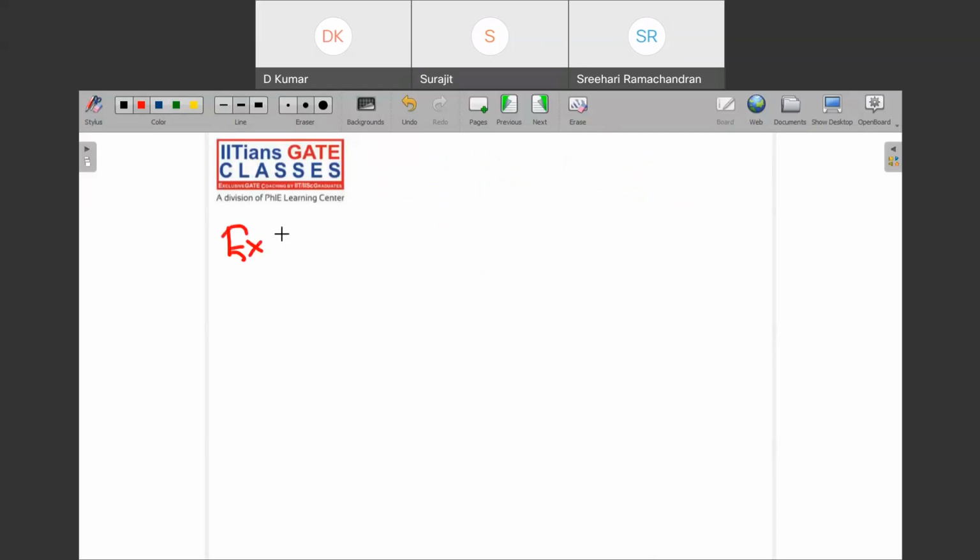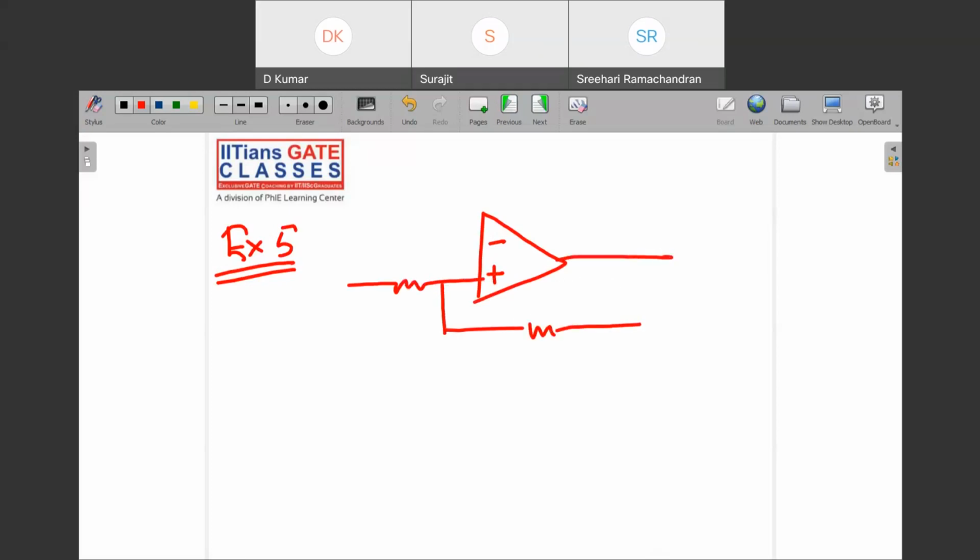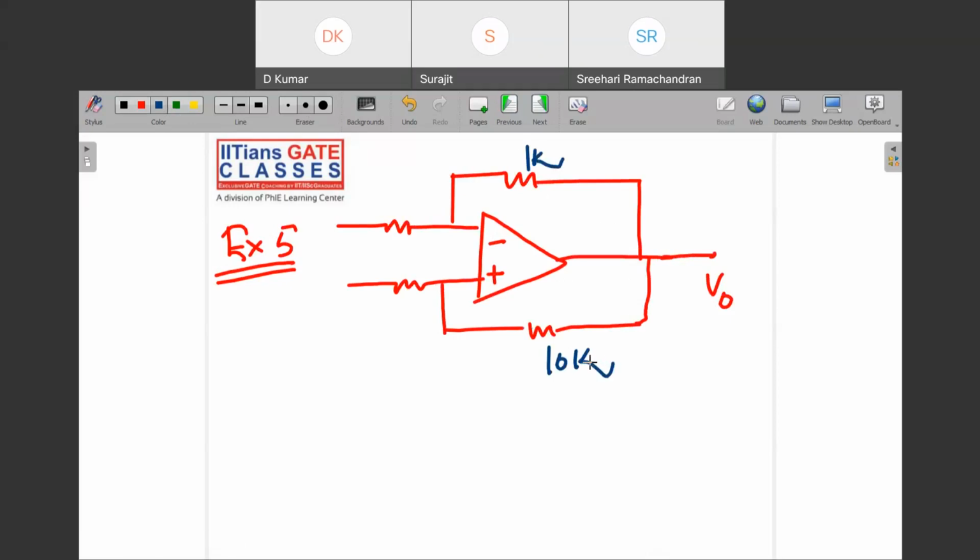Example number 5 now. Find out the output voltage very quickly, the way I have told you. This is V naught. This is 1K and this is 10K. This is 10K and this one is grounded here. This one is 2 volt, and this is 3K. Guys, the op amp is ideal and you have to find the output. Always consider the op amp is ideal.